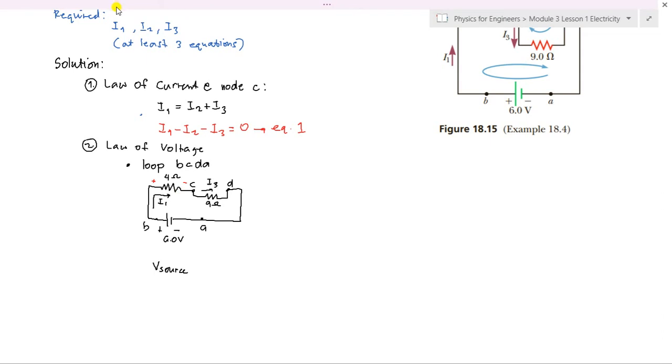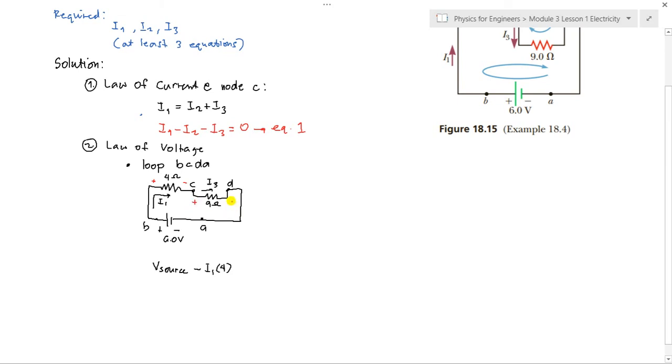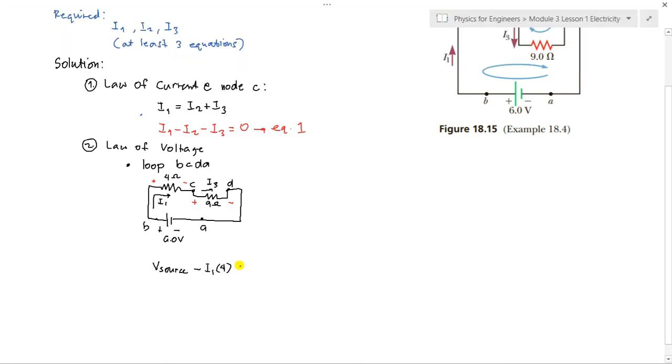Okay, so that's why we have minus I1 times R, that is 4 ohms. The same thing with the 9 ohm resistor. Since this is the positive terminal and the negative terminal here, and the direction of the current is from positive to negative, there is a voltage drop, so we have a negative sign there. And always don't forget the formula, Ohm's law for voltage, that is current times resistance.